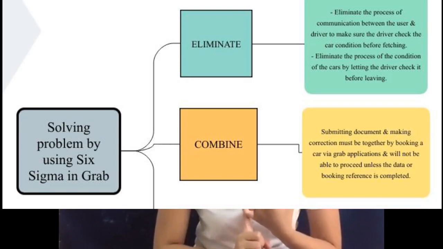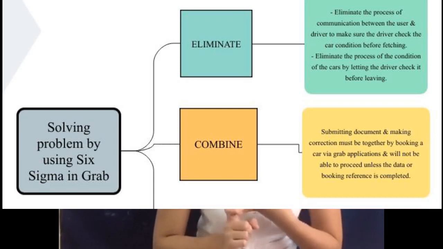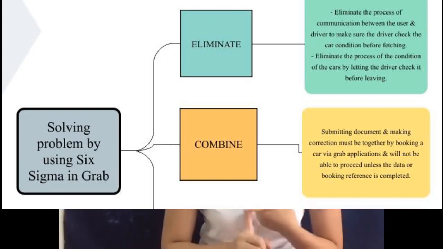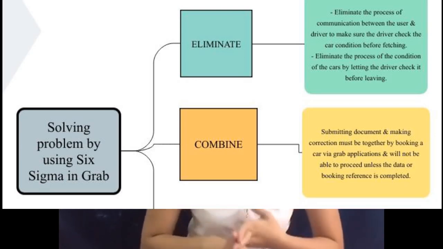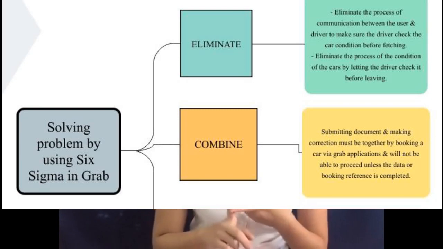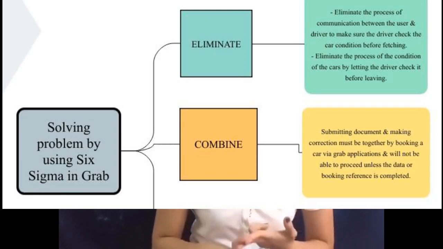Hi, my name is Joanna and I want to talk about problem solving by using Six Sigma for car conditions in Grab. The first one is to eliminate the process of communication between the user and drivers, to make sure the driver checks the car. The second one is to eliminate the process of the conditions of cars by letting the driver check it before leaving.